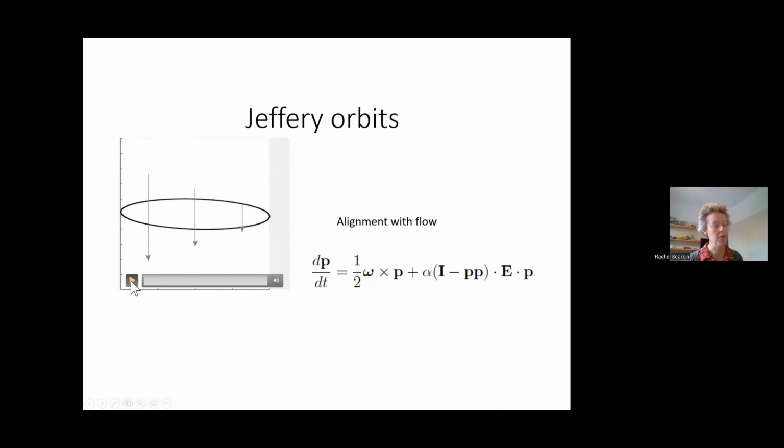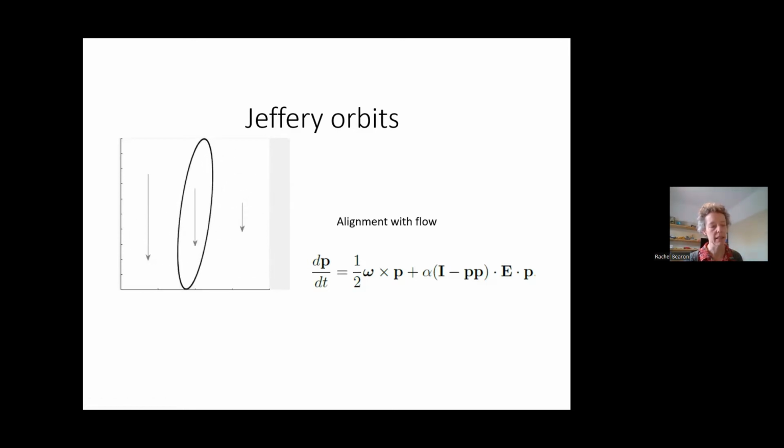Just want to highlight to those of you who may be less familiar with Jeffery orbits, the fact that this non-uniform rotation means that elongated cells spend longer aligned in the direction of the flow. So in this case, in this vertical direction. And this will become relevant in several of the examples that I'll be talking about.